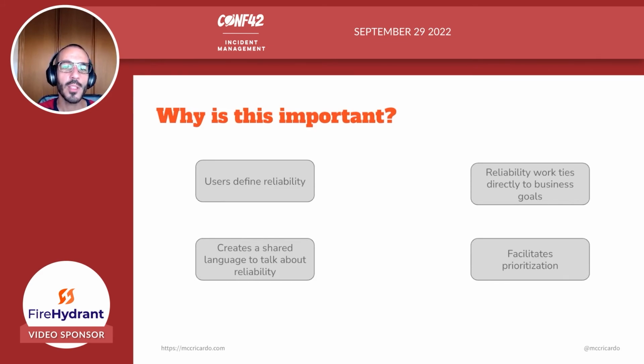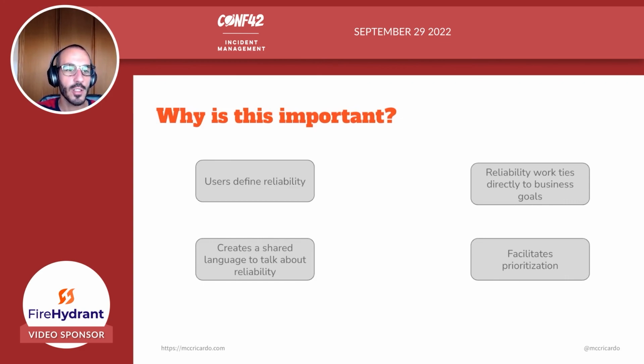Also, reliability work ties directly to business goals. Happy users are usually good for business, and if I'm tracking reliability and ensuring that my users are happy through a reliability framework, this is good for business and we can tie this directly to business goals. It also creates a shared language to talk about reliability.